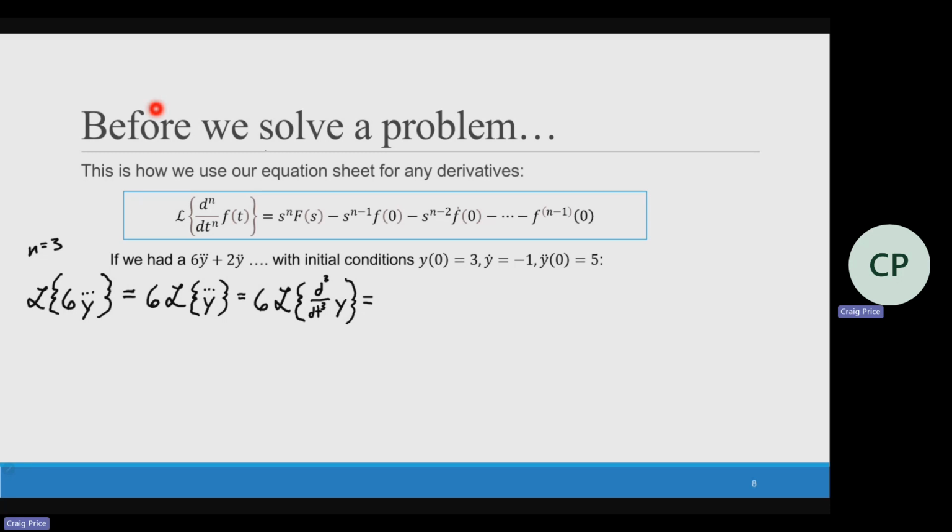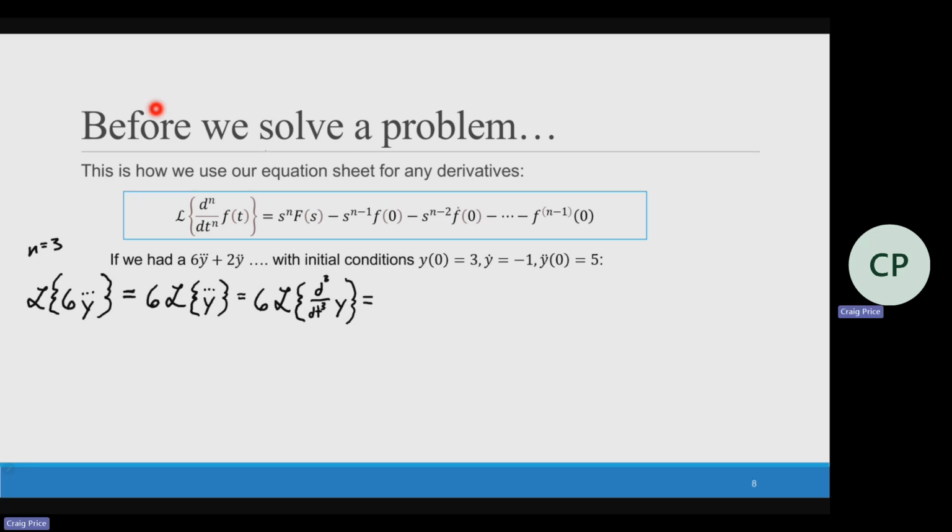Once I have the model, let's say there are initial conditions. That's an important part of this. So at time 0, y is equal to 3, y dot is equal to -1, and y double dot, acceleration, at time 0 is equal to 5. Those are my initial conditions. Therefore, I must do this method. This method works all the time, but I especially need it for initial conditions. Have I lost anybody up to this point?